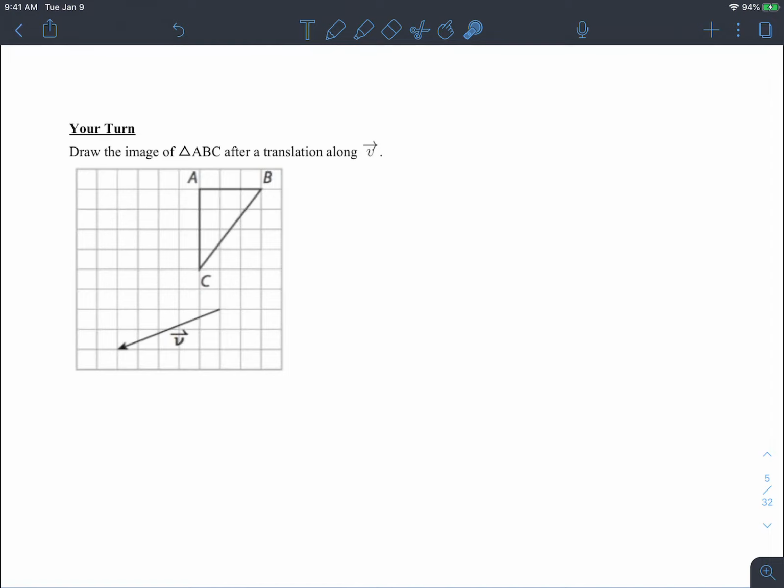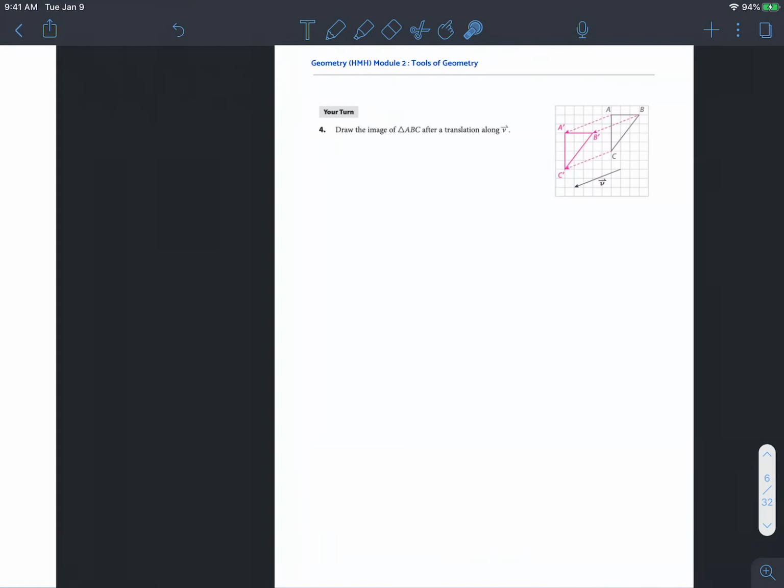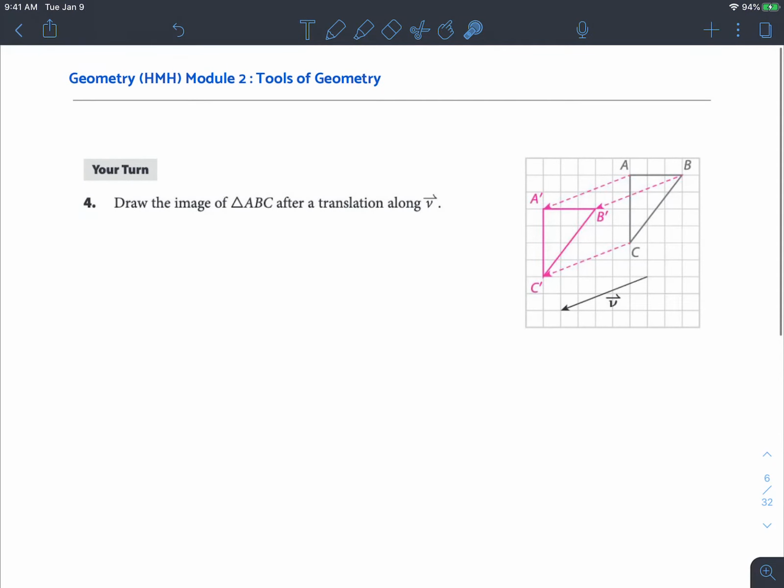Please pause the video. Okay, guys, I'm going to assume that you have done so already. If not, please pause the video, and when you're ready, play the video. And the answer to that is this. When you go the same length over here as this, look at that, they're all the same length and parallel. So the triangle ABC, when it gets translated this way, becomes that one, A prime, B prime, and C prime. That's the new location.